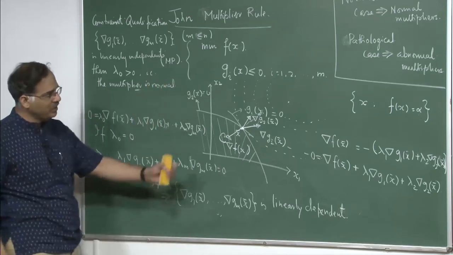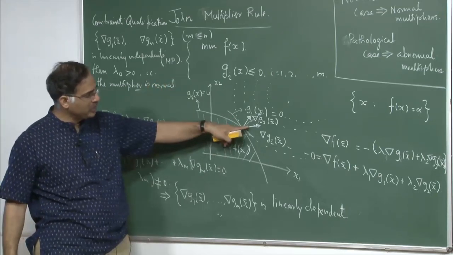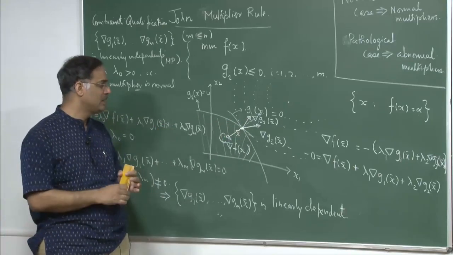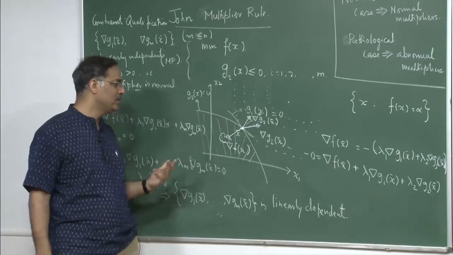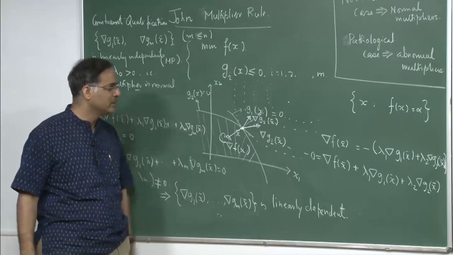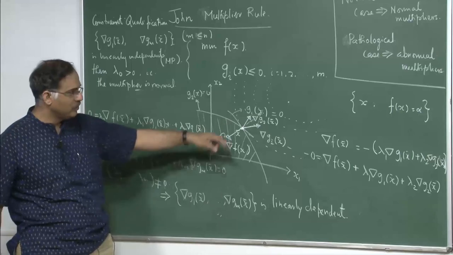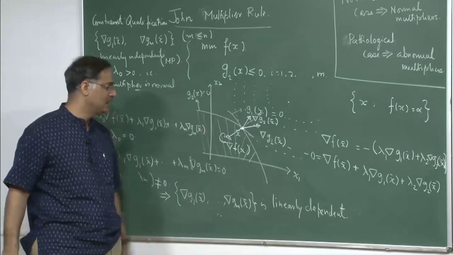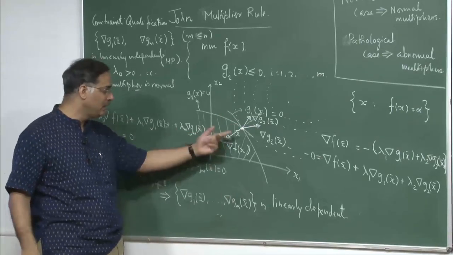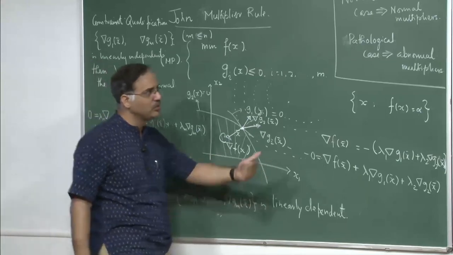This fact is amply shown here in the picture, because here you see in a two dimensional setup, if the angle between two vectors is either 0 or 180 degrees, then the vectors are linearly dependent. Here they are not. The angle is an acute angle. So these two are linearly independent vectors, guaranteeing that what we have is a normal multiplier.